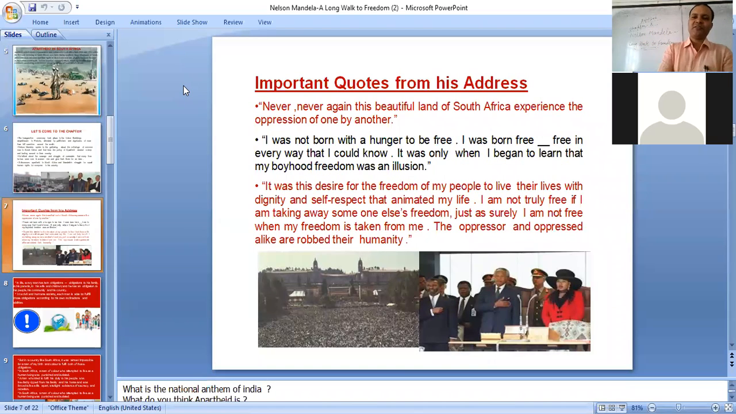Important quotes from his address, important lines from the speech of Nelson Mandela. Never again will this beautiful land of South Africa experience the oppression of one by another. I was not born with a hunger to be free. Who said? Nelson Mandela said, I was not born with a hunger to be free. I was born free and I want to be free. Nelson Mandela said this, addressing the people of South Africa in his speech.